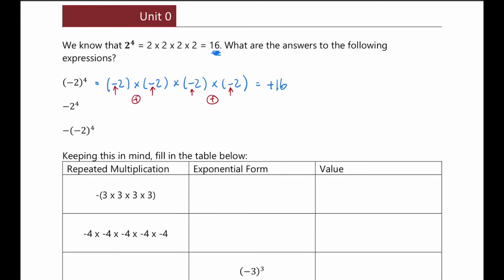For the second expression, that exponent 4 is only referring to the base 2, not negative 2. So if we were to rewrite that, we can take the negative out by making it a multiple of negative 1 and say 2 to the power of 4 after. And we know 2 to the power of 4 is 16, so this is equivalent to saying negative 1 times 16, which is negative 16.